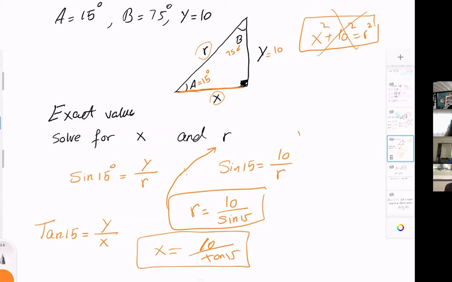Question here. During the exam, it won't tell us to simplify this anymore? No, they said find the exact value. I mean, there is no way, since sine 15 is a decimal.